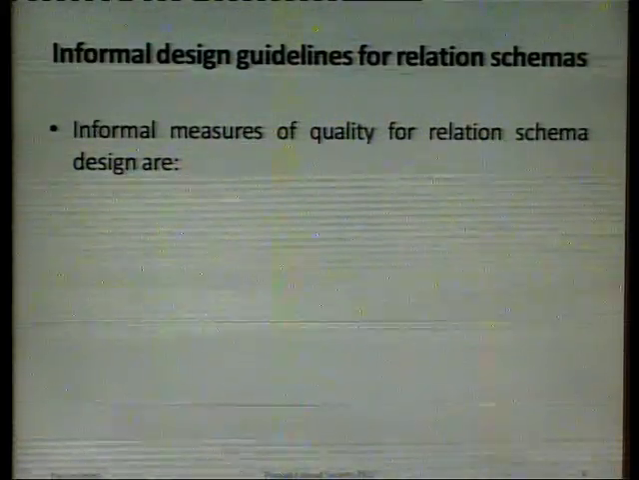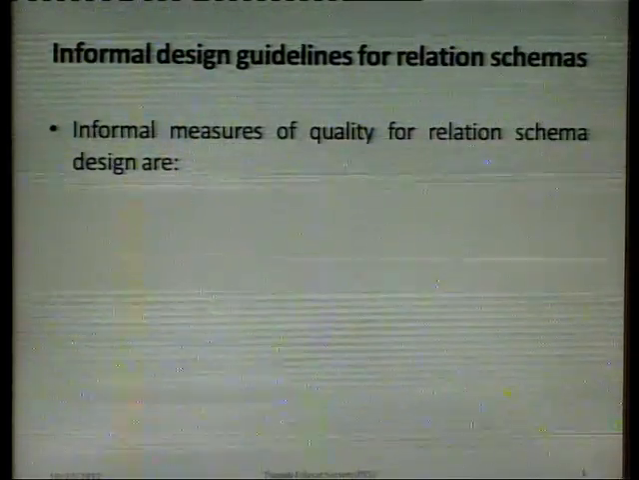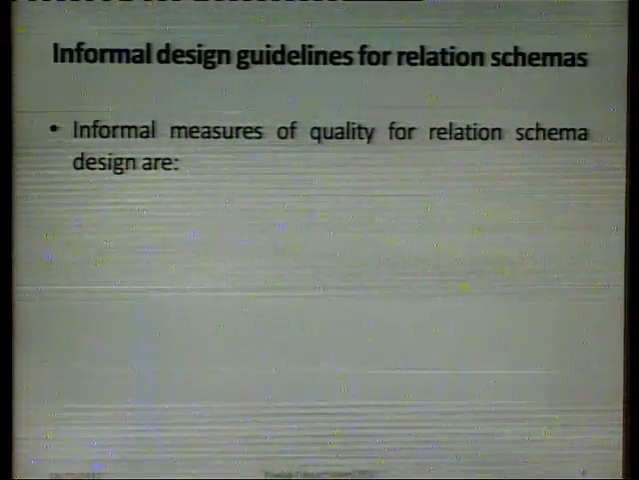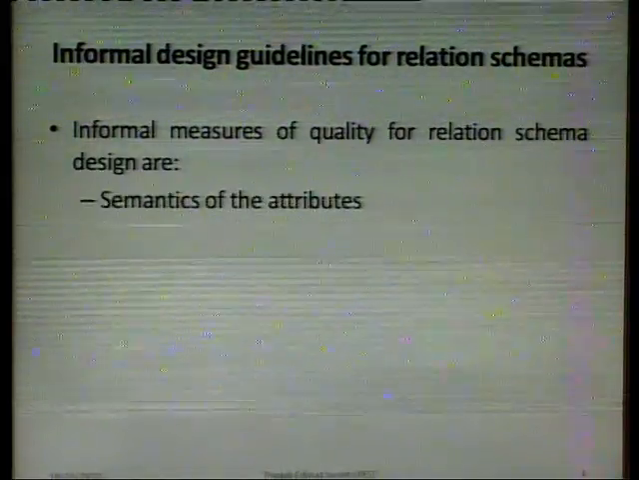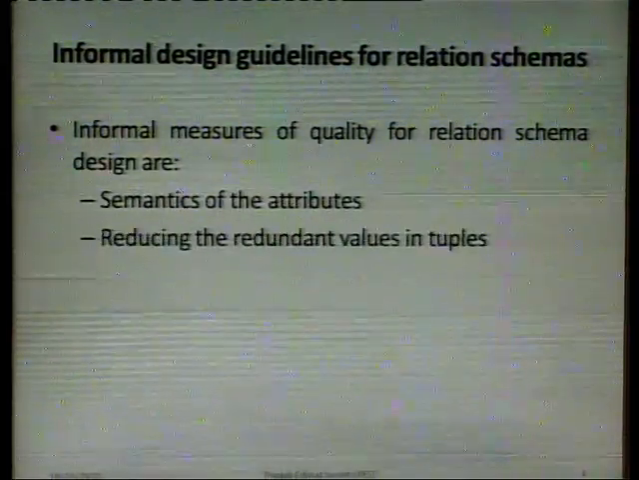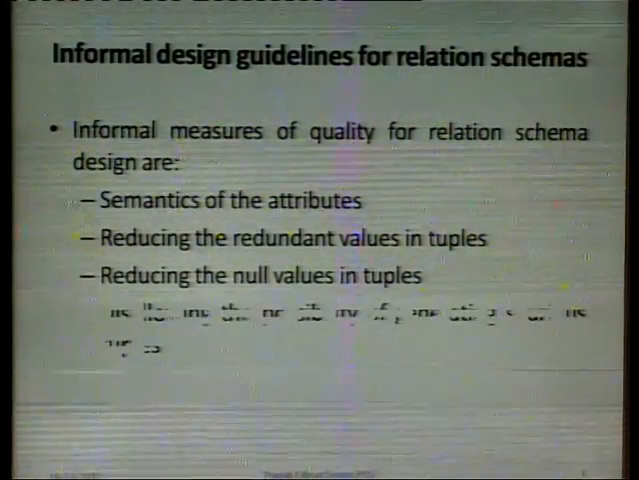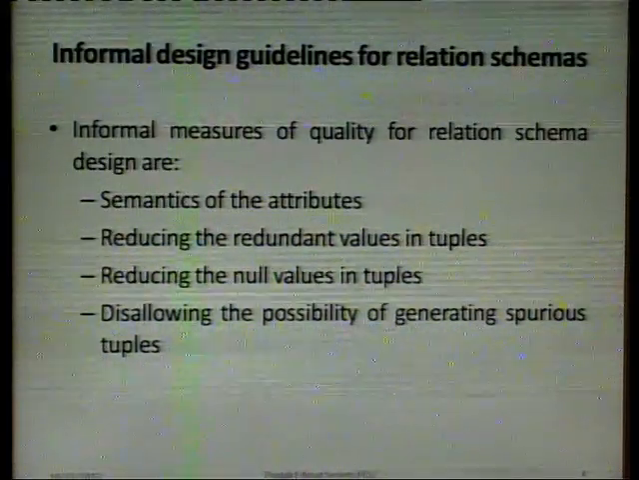Then we had discussed the informal design guidelines for designing the relation schemas. For that we have discussed four informal measures of quality for relation schema design. These were semantics of the attributes, reducing the redundant values in tuples, reducing null values in tuples, and disallowing the possibility of spurious tuple generation. Based on these four informal measures of quality, four guidelines were designed.